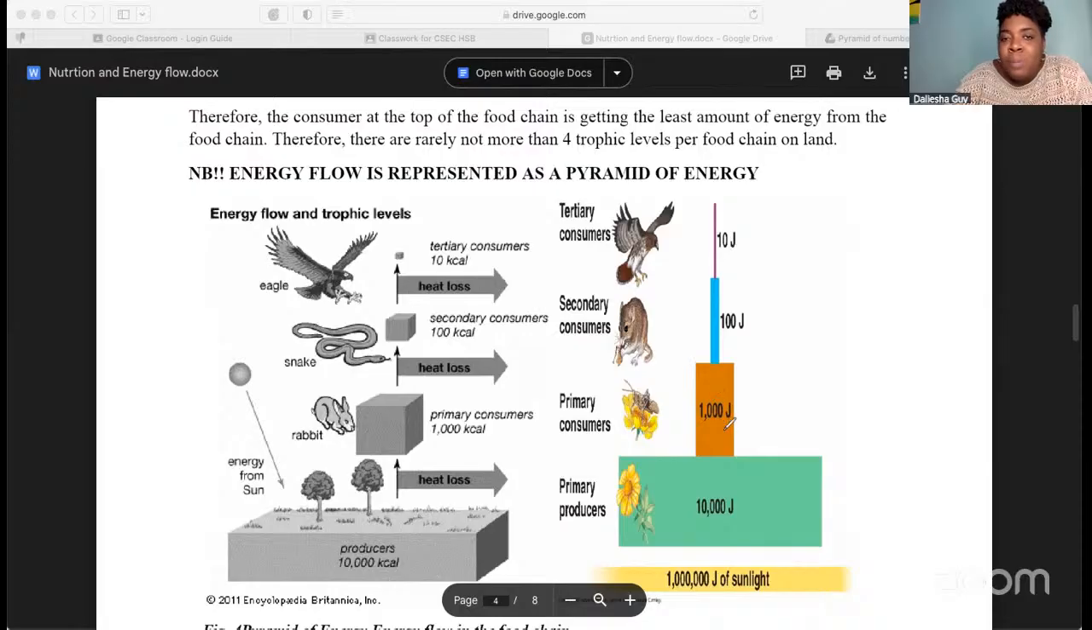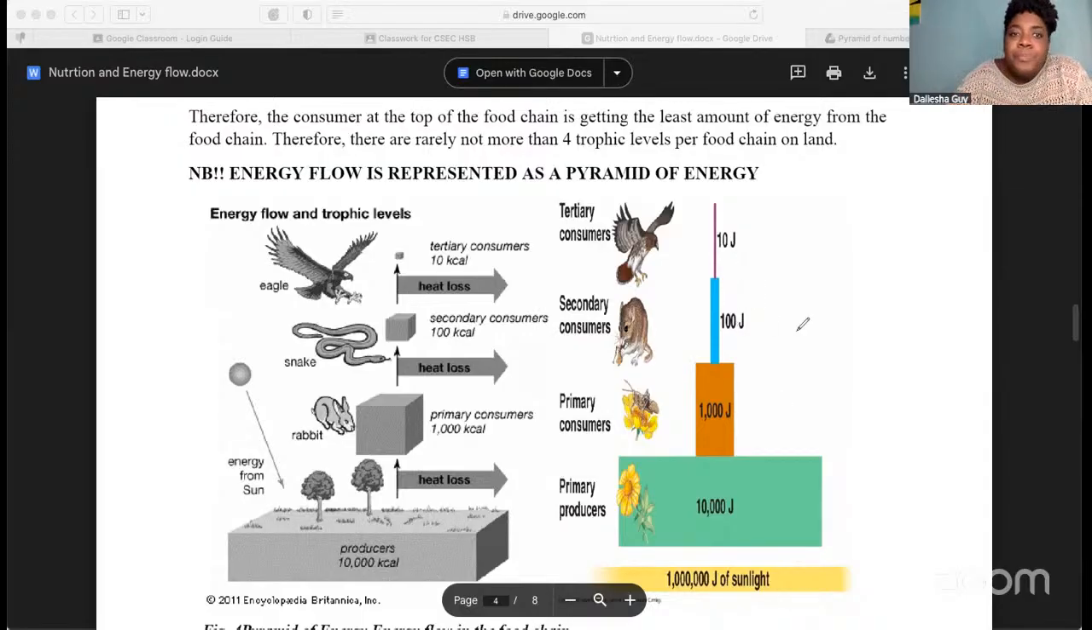Now, if they ask you to draw a pyramid of energy, please put in some numbers. The easy numbers to put in are 10,000, 1,000, 100, 10. You could easily remember those, right? If you remember the 10,000, then you remember that 10% of 10,000 is 1,000, 10% of 1,000 is 100, 10% of 100 is 10.